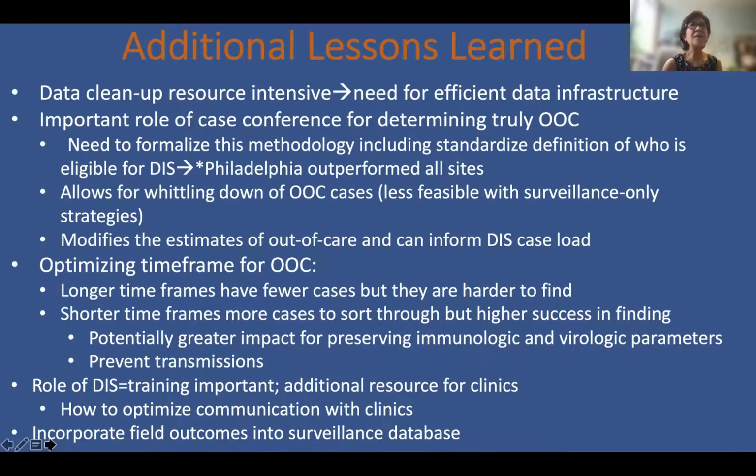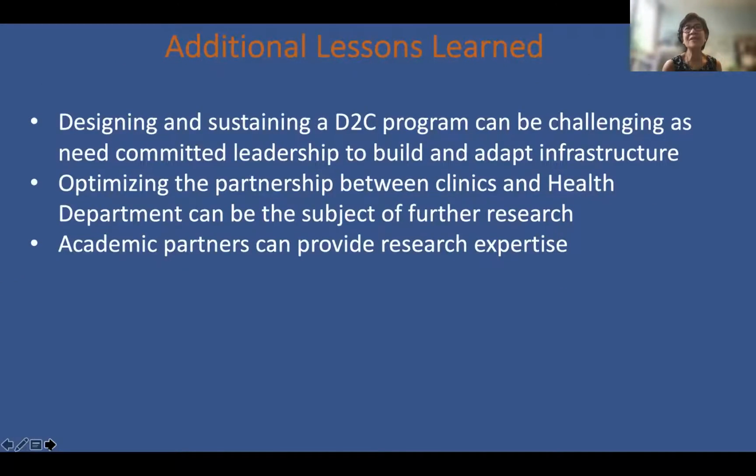And I'll move on to the final lessons learned: designing and sustaining a data to care program can be challenging, as you need committed leadership to continue to build and adapt the infrastructure. And optimizing the partnership between clinics and health departments can be the subject of further research. I think there's a lot of room to explore that.